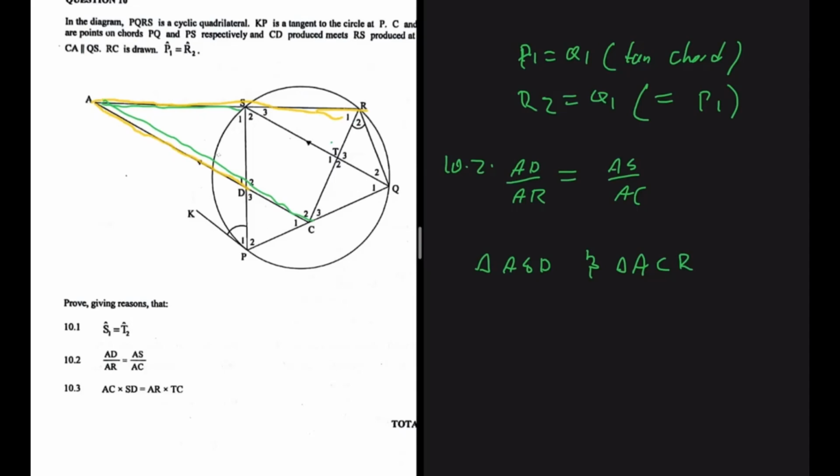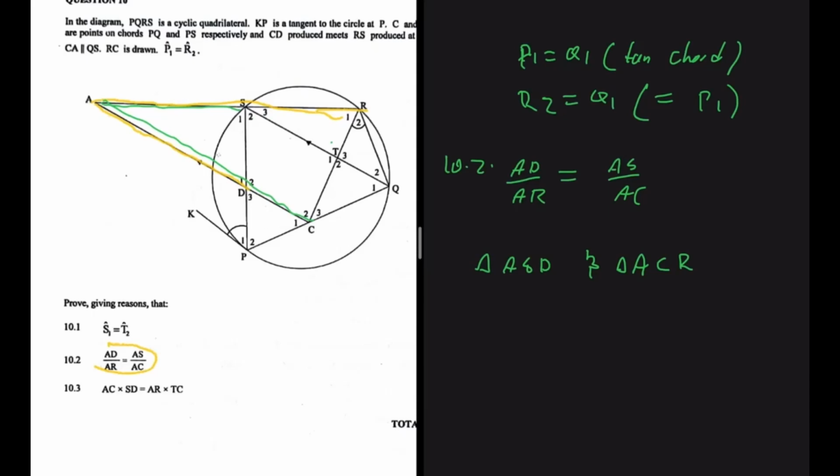If we can prove that triangle ASD and triangle ACR are similar to each other, then we can play around with their sides and be able to prove that. So let's go ahead and prove that they are similar. Even when you look at them, they do look similar, but we're not trusting our eyesight here. We actually have to prove that they're similar to each other.